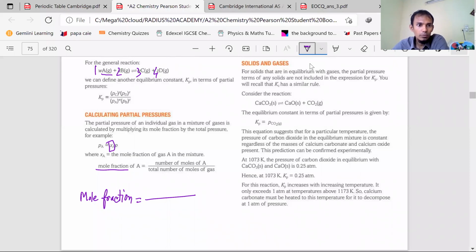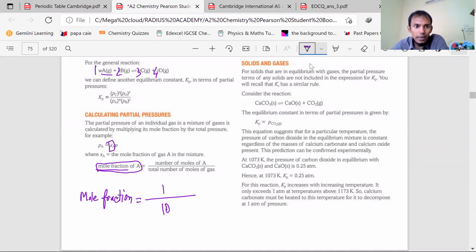What is the total mole? So 10: 4 and 3 is 7, and 2 is 9, and 1 is 10. What is the mole of A here? It is 1. So 1 by 10 is the mole fraction for A. Do you understand? Mole fraction of A. Yes, sir.